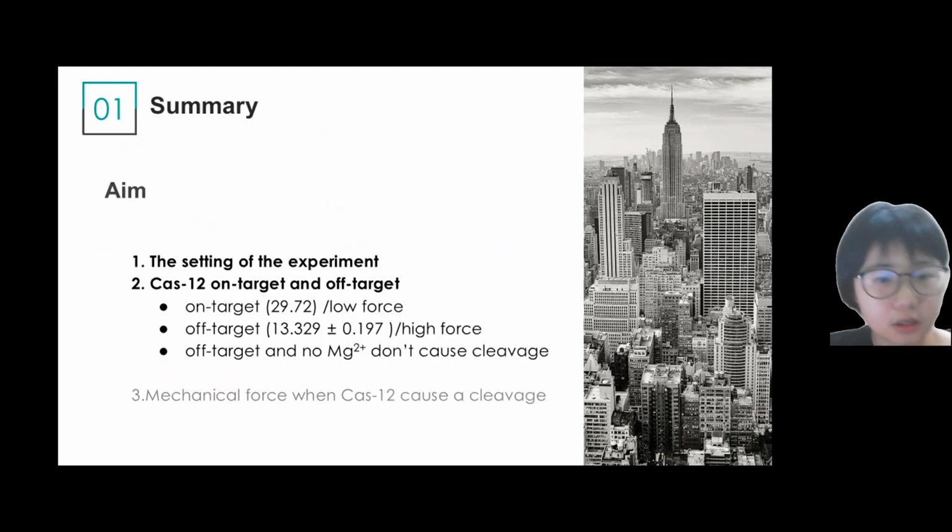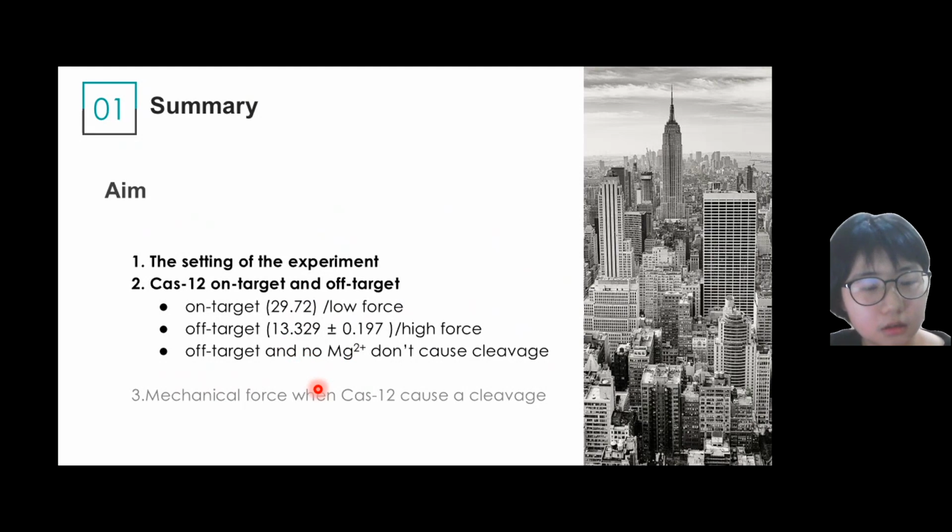So for the second summary, you can see at low force, the on-target binding is good, and it's at 29.72. But at high force, the off-target binding increases, and it is at about 13.329. And when it is off-target or there are no magnesium ions, it doesn't cause cleavage.